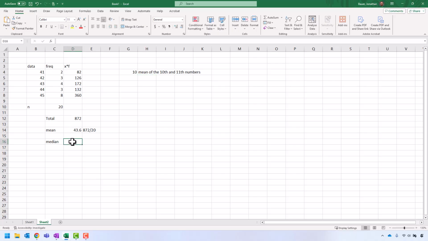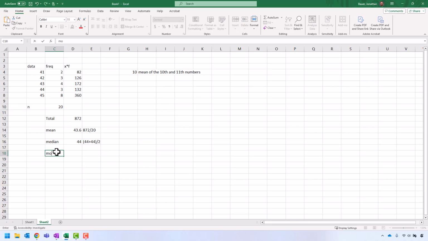So technically the median is, oops, I want equals, and I need a grouping symbol. It would be 44 plus 44 divided by 2. So obviously we don't need to do 44 plus 44 divided by 2. Since we're doing the mean of two 44s, it would be 44. But it could be the 10th number was a 42 and the 11th number was a 43 or something like that. So again, we had 5, 6, 7, 8, 9. The 10th, the 11th, and 12th are all 44s, so the median ends up being there.